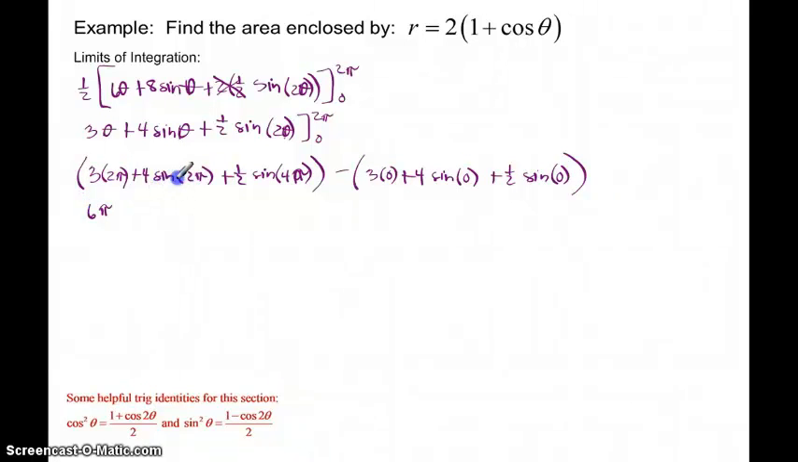4 times the sine of 2 pi is 0. The sine of 4 pi is 0, so the rest of that just goes to 0. Minus 3 times 0, that's 0. The sine of 0 is 0, and the sine of 0 is 0. So there it is. The area enclosed by that limacon is 6 pi.